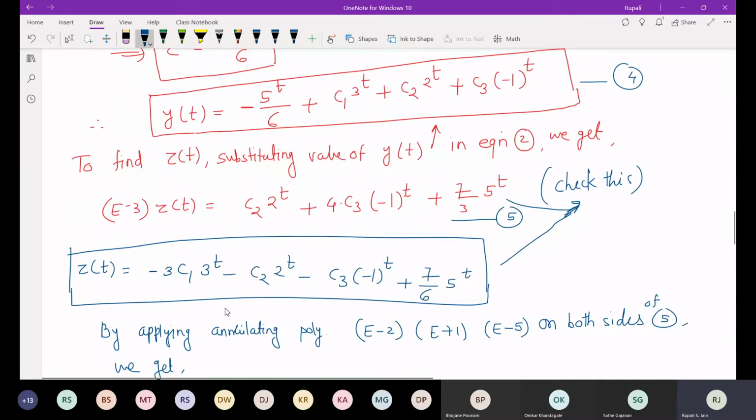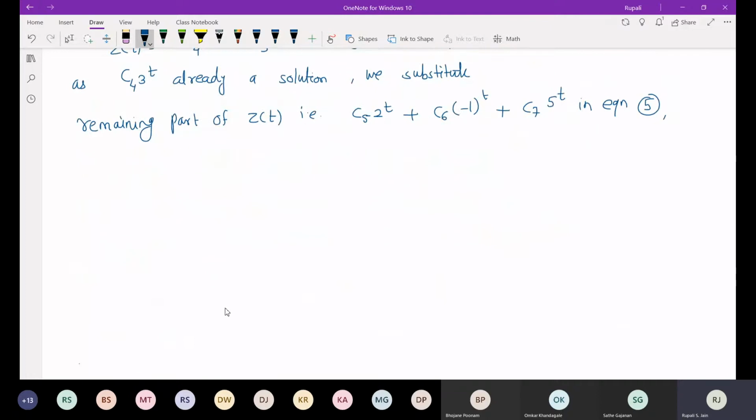So we get in equation 5 to get values of C5, C6 and C7. We need to find those arbitrary constants' values. Okay. So what do we get?